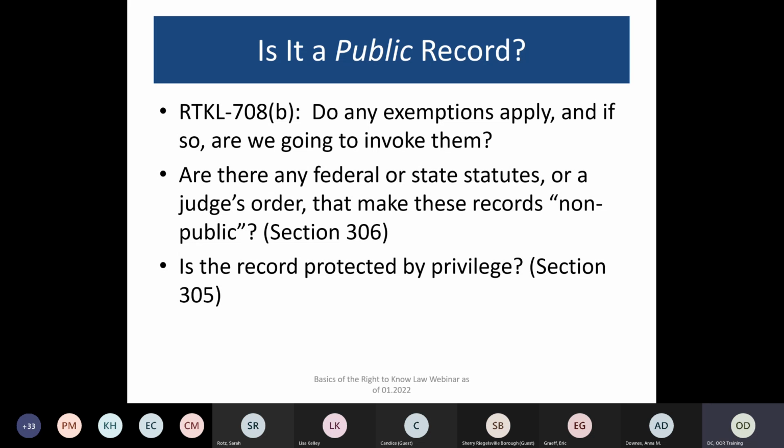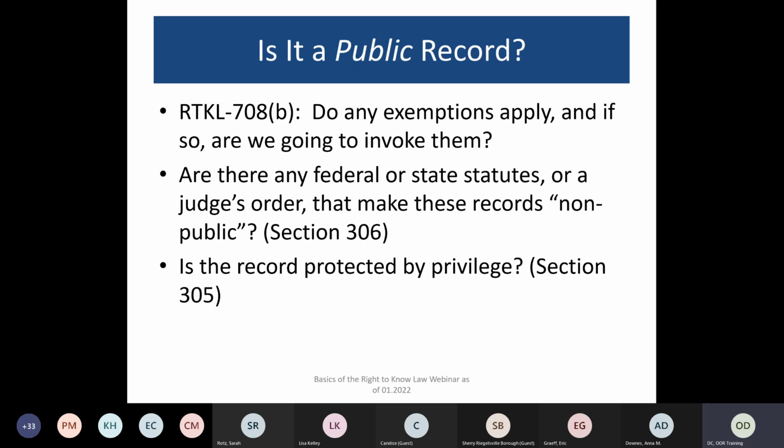And here's where things get complicated, because there are a lot of factors that come into play, and we've identified these three hoops that we're talking about. The first question we have to ask is, do any exemptions apply within the Right to Know Law? And if so, are we choosing to invoke them? Now, within the Right to Know Law, you go to Section 708(b), and there is a list of 30 exemptions.